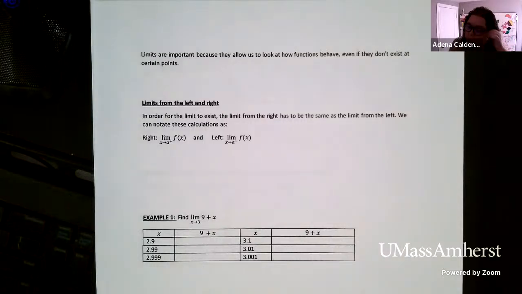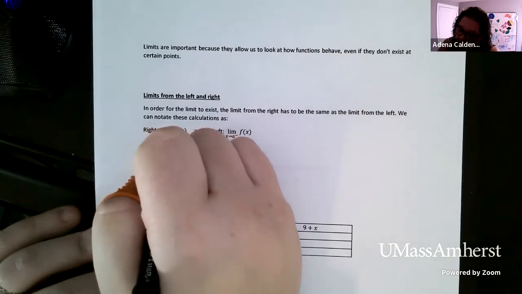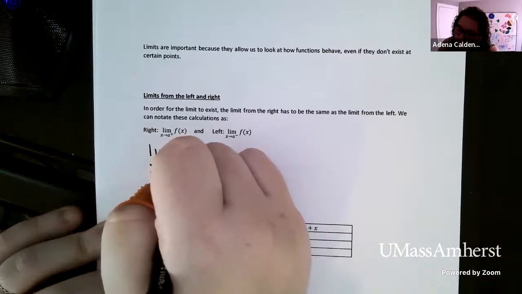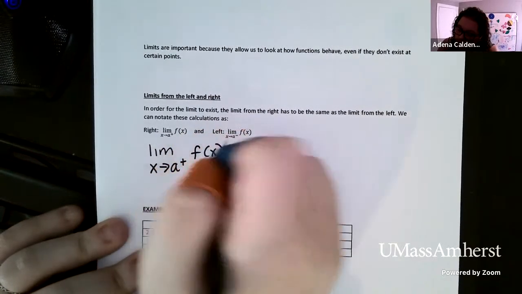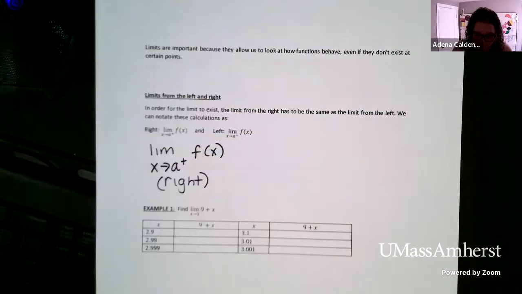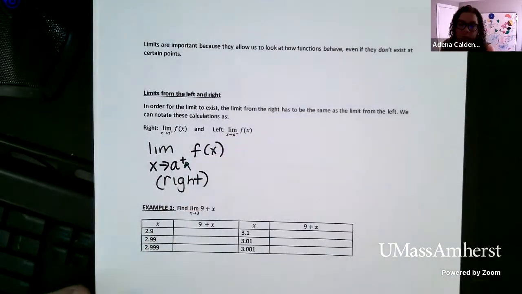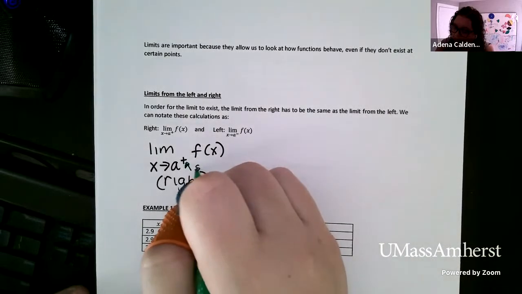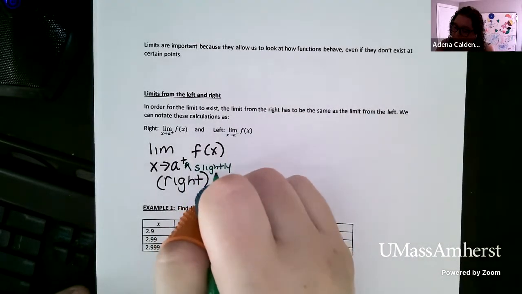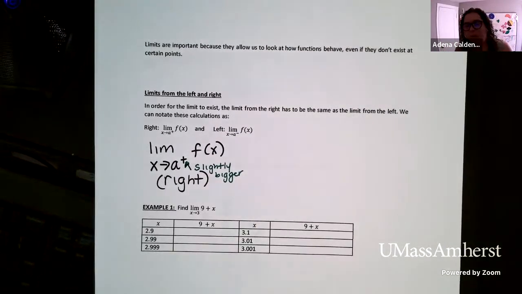So when we are picking numbers that are slightly bigger than the number we are interested in, we are taking a limit from the right. And what we do is we use notation which is this plus sign. And this plus sign indicates that we are approaching our value from the right, something slightly bigger than the value we're looking at. So for 2, that might be 2.1, 2.01, right? Something slightly bigger than 2. We're approaching it from the right-hand side on a number line.